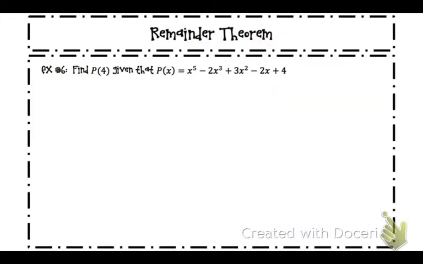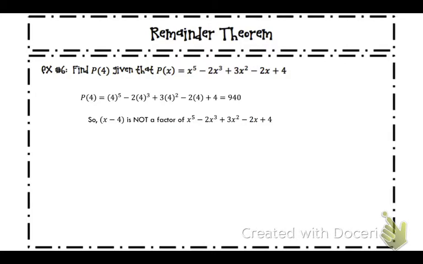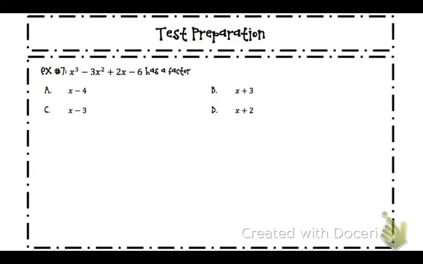Oh look, it gives us p of 4. Okay, so now we're going to do p of 4. So plug that directly in. You should get 940. So x minus 4 is not a factor because it is not 0. If it's anything but 0, it is not a factor. If it equals 0, it is a factor. That's the remainder theorem. Okay?